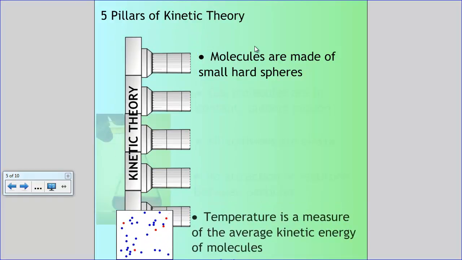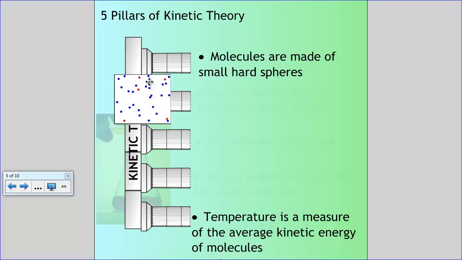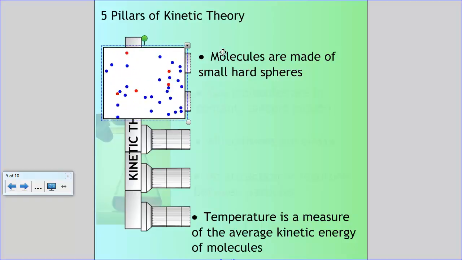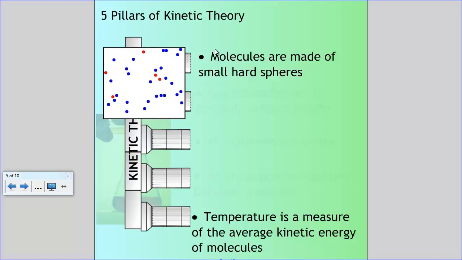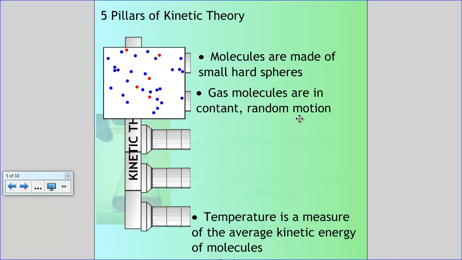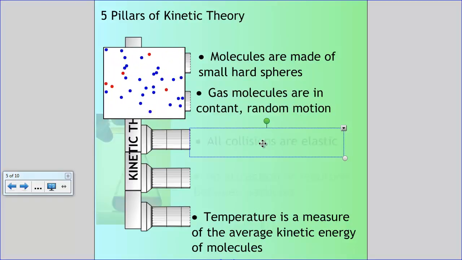The first one, sorry about that pop-in down there, is that molecules are small hard spheres. If we take our little diagram here and make it a little bit bigger, we're going to act as though the molecules are these little tiny, basically billiard balls. You can think of that as the classical model. The second is that gas molecules are in constant random motion. They're always moving around, bouncing all over the place.